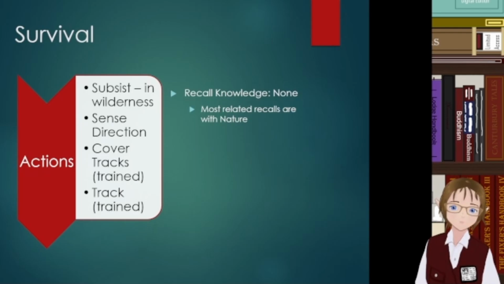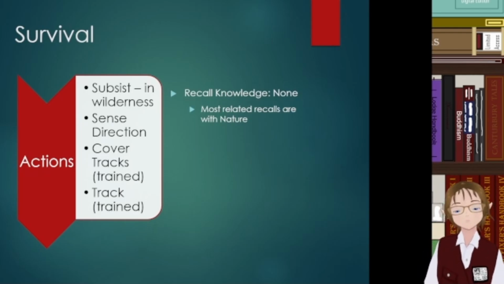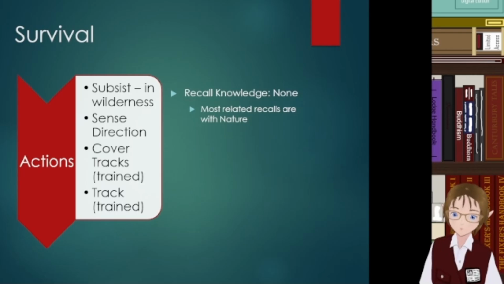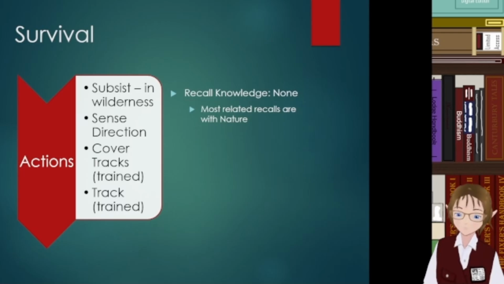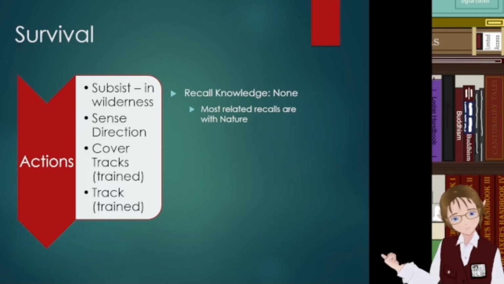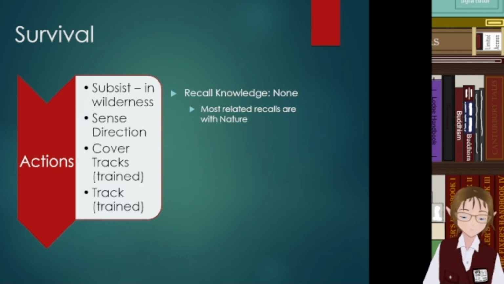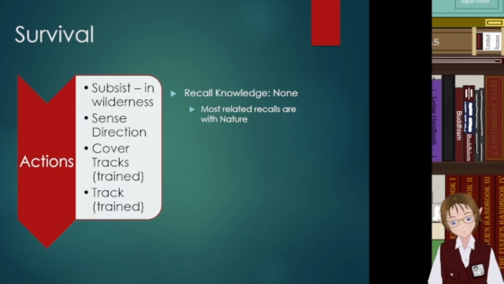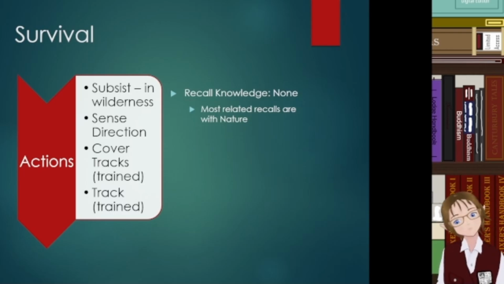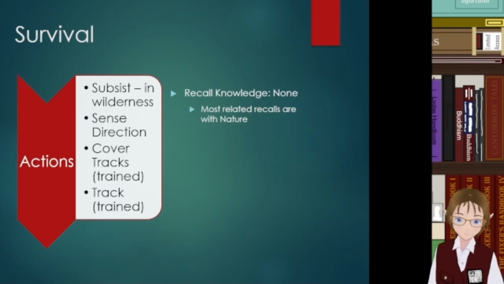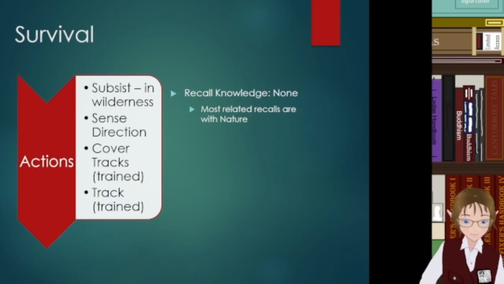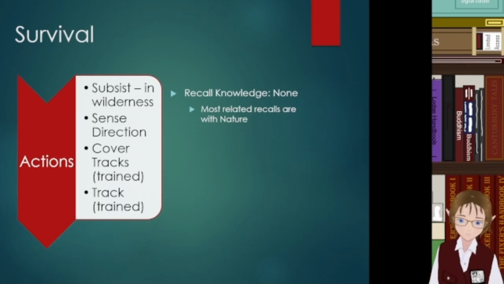Survival is a little bit weird in that it has a lot of overlap with nature. But most recall knowledge that could be construed as being this skill are obviously recall knowledge using nature. What survival lets you do, though, is it lets you subsist in wilderness, just like society does in society. And then it also lets you determine what direction you're heading, it lets you hide your tracks, and it lets you track someone. It's much more useful in wilderness campaigns than in city campaigns. However, tracking and covering tracks can still be useful in some cases in urban adventures.